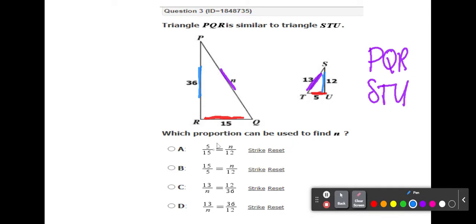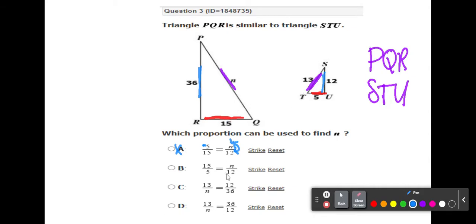Okay, so 5 over 15. So red over red, that works so far, equals N over 12. If the 5 is on the top, then the 12 or the 13 has to also be in the top in the other one. Remember that this is like the little figure and this is the big figure. And if you put the little figure number in the top, it has to also be in the top on this one. You can't cross them like that. So it's not A.